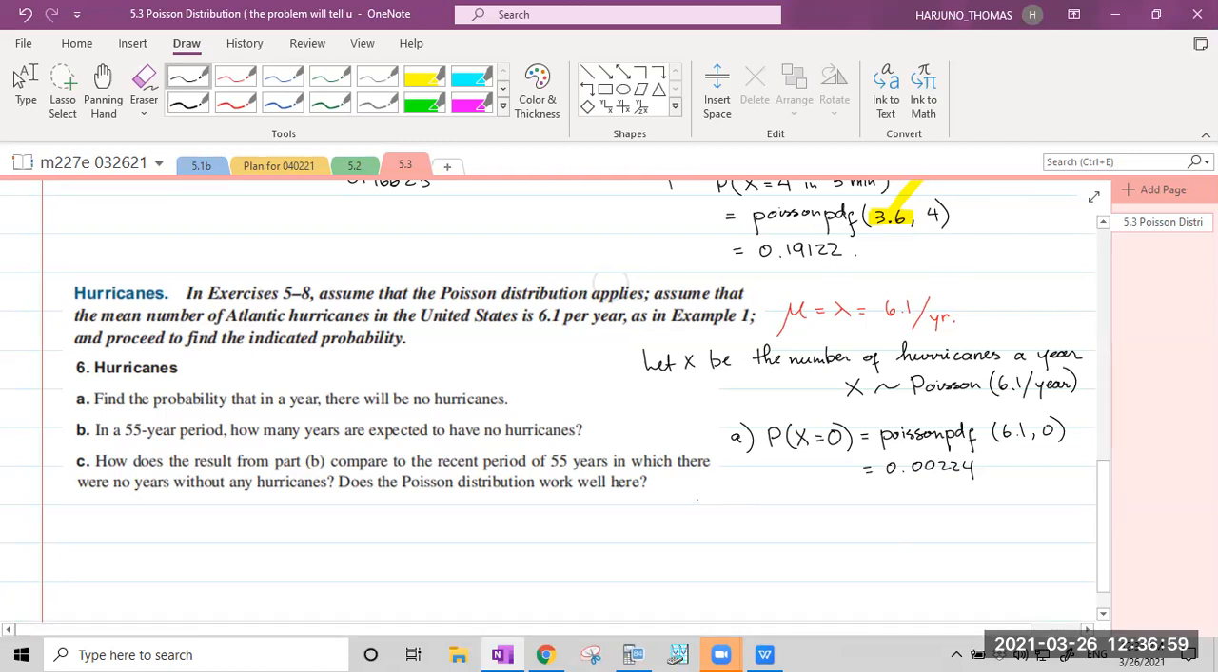Now, part B is interesting. In a 55-year period, how many years are expected to be no hurricanes? This is not about the number of hurricanes in 1 year anymore, but how many years are expected. So this is the expected value of no-hurricane years. I need to define a new random variable. Let y be the number of years, not the number of hurricanes anymore, the number of years without hurricanes.